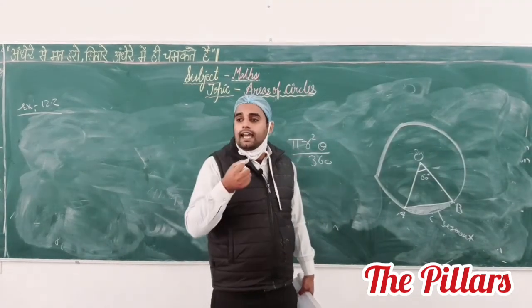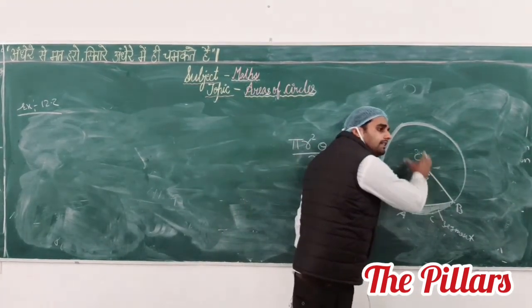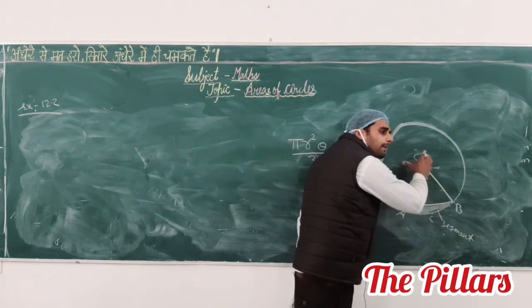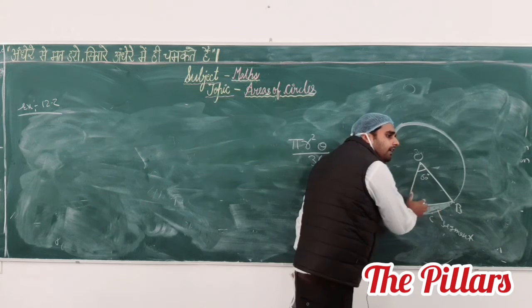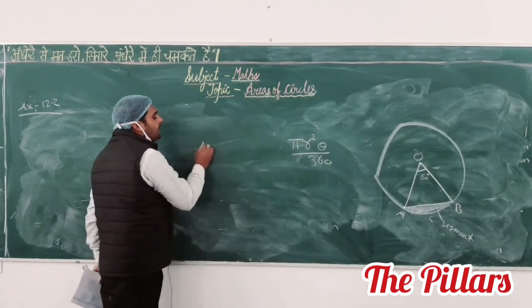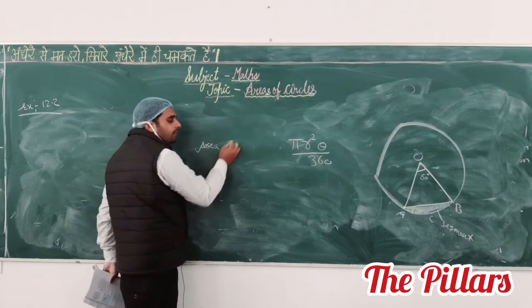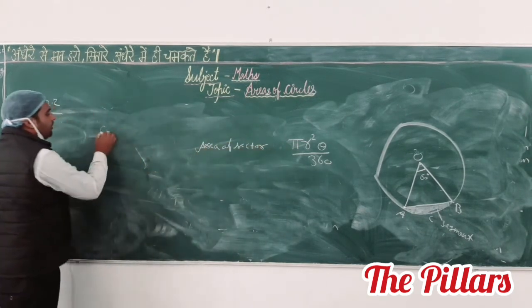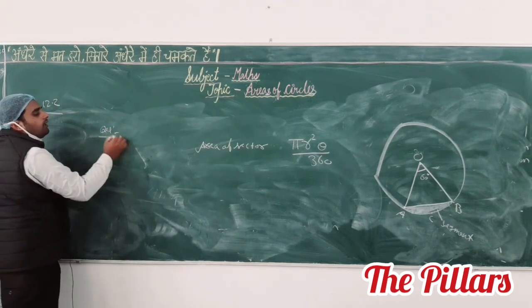But for the sector area, it means we have to calculate a small portion of the circle. To calculate the area of a small portion, it means theta upon 360. We want to calculate this area. You have to mention area of sector. Question number 1 solution.